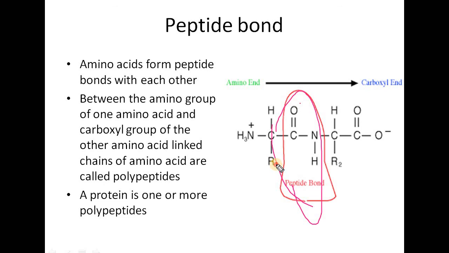As you see here, we have R number 1 and R number 2. This means that they are different amino acids that are connected to each other. What do we call this? We call it a polypeptide. Amino acids connected to each other make the polypeptide. Then the polypeptide starts to have a structure, and then it will make the protein.